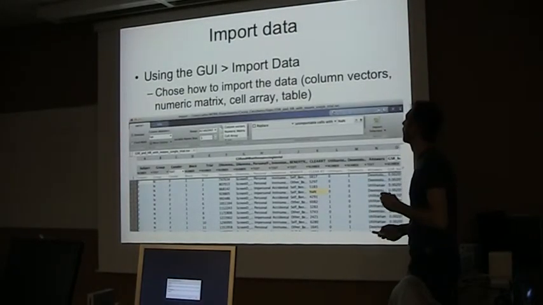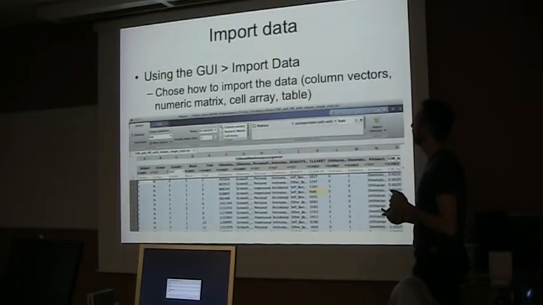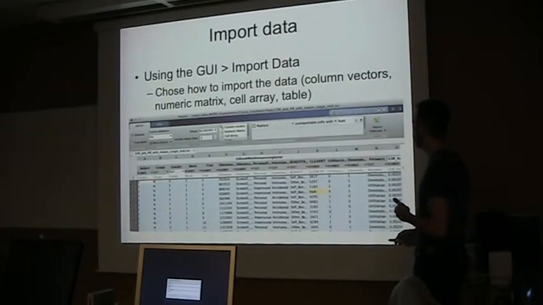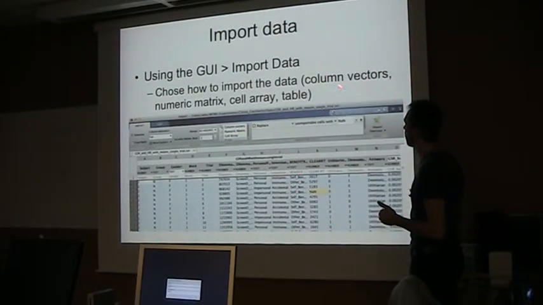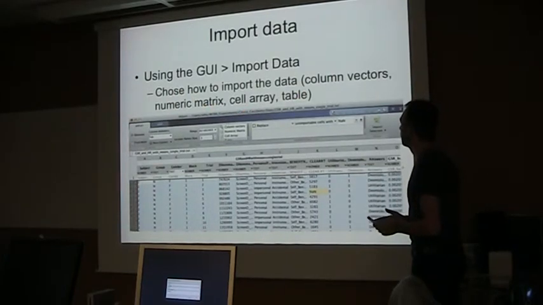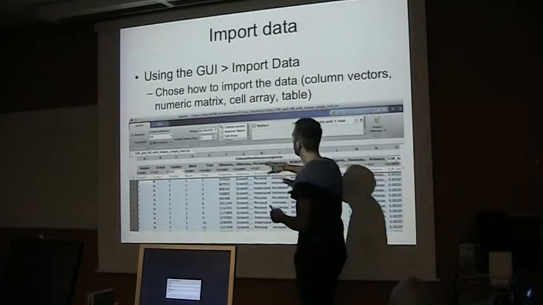Third way to import the data is using the graphical user interface and the option import data. So what you should get is something like this, and this gives you a lot of options and gives you a preview of the data that you're trying to load. Here, for example, I was loading a matrix which contains numbers and strings and has a header line, and you can load it as vectors, column vectors, as a numeric matrix, cell array, table. These are different formats. Here I was loading it as a table.